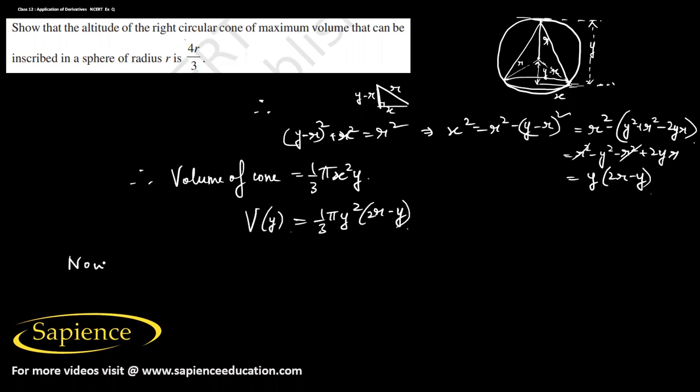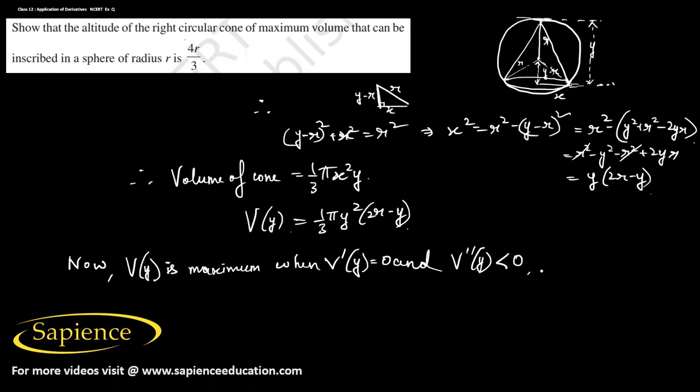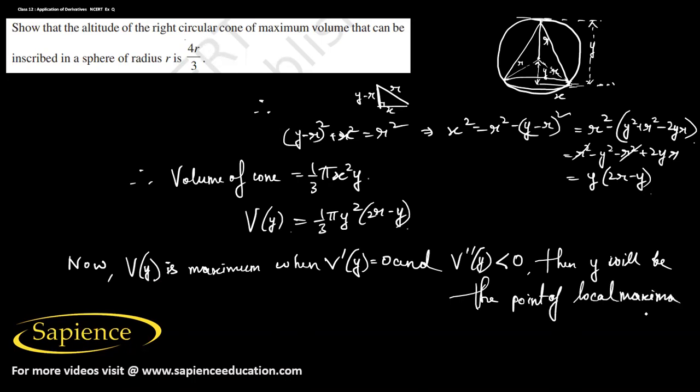So the volume of the cone is coming as a function of y. Now we have to find the maximum volume of the cone. V of y is maximum when v dash y is equal to 0 and v double dash y is less than 0. Then only y will be the point of local maxima of the function v of y.